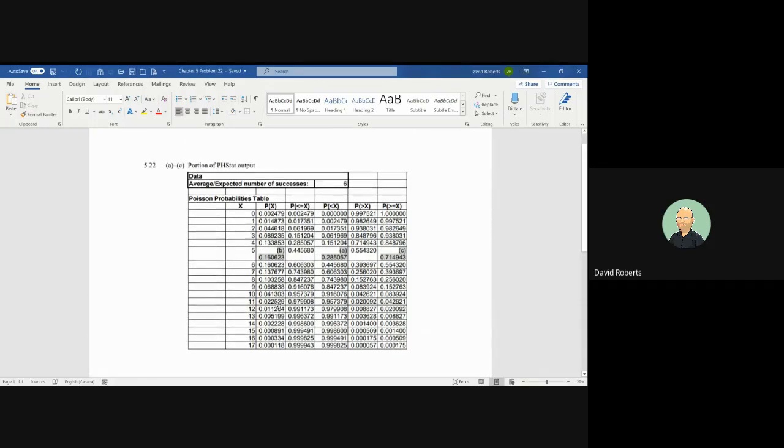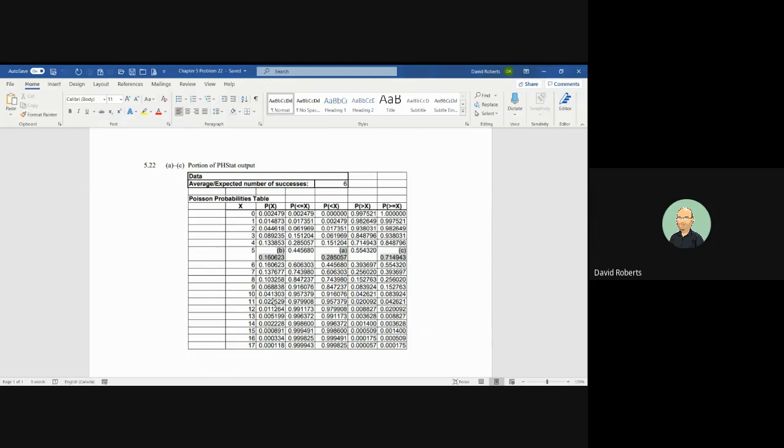Welcome to problem 522. In this case, we have a Poisson distribution. One of the ways that I personally remember that it's a Poisson distribution is it doesn't seem like there's much information given. All you have is a mean. You're not given a standard deviation or anything along that line. You're just given a mean.